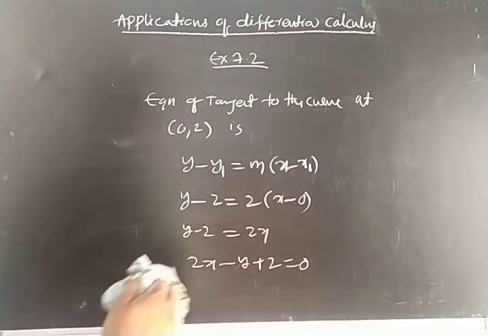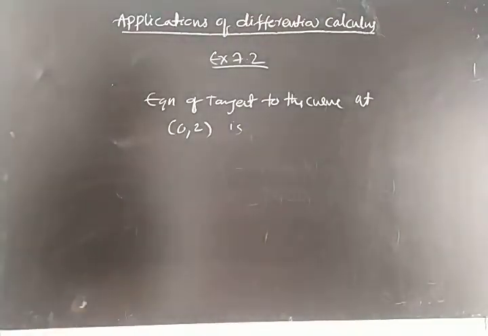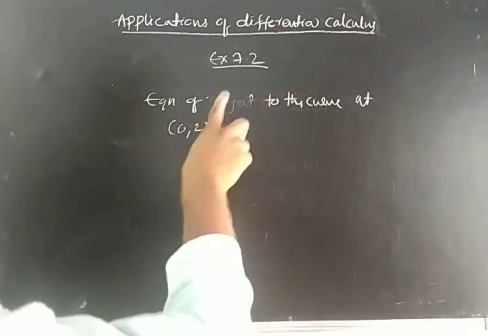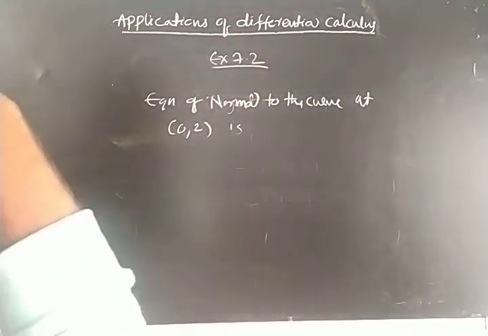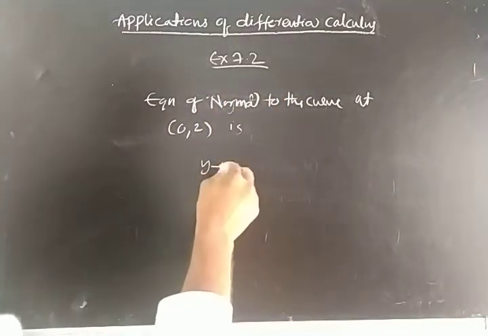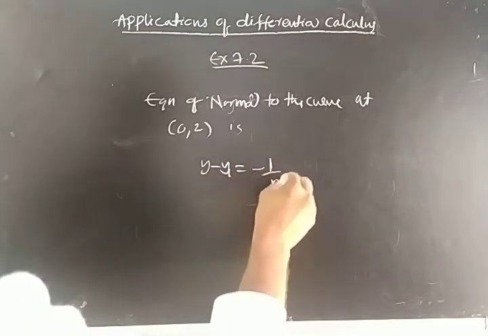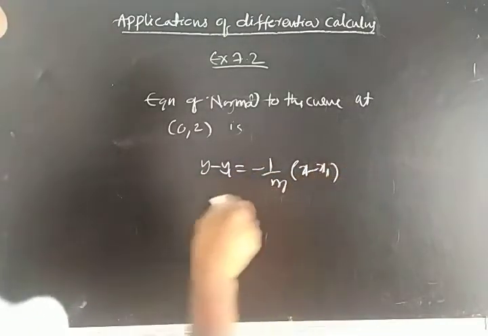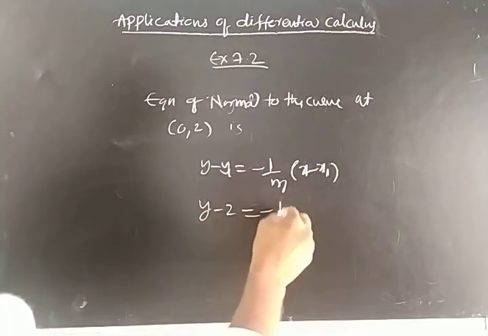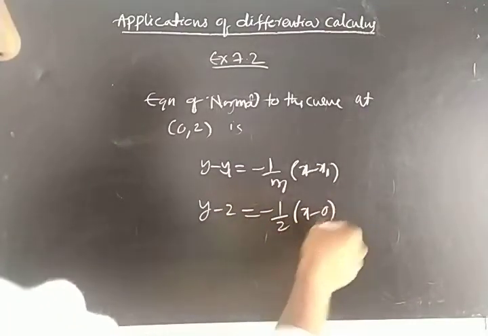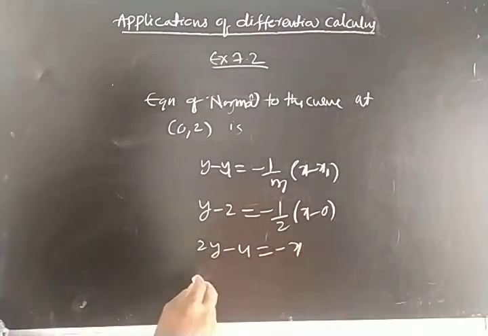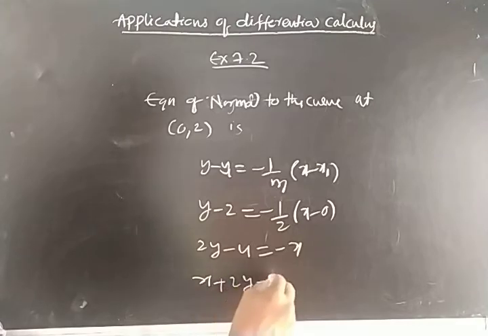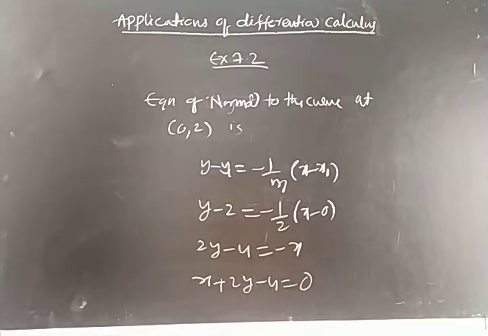Okay. Now the equation of normal. Equation of normal to the curve at (0, 2): y minus y1 is equal to minus 1 by m into x minus x1. Y minus 2 equals minus 1 by 2 into x minus 0. By cross multiplication, 2y minus 4 is equal to minus x. By bringing x to the left hand side, x plus 2y minus 4 equals 0. So this is the equation of normal to the curve at the given point.